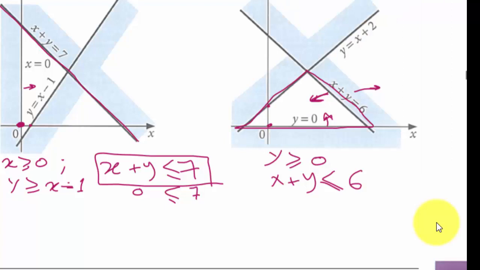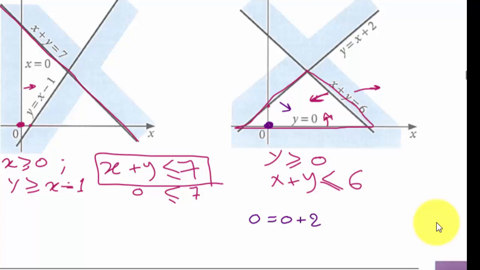Okay, the last one, y is equal to x plus 2. So let's pick any point under the line. So on the side, 0, 0 is on the side of this line. Let's pick 0, 0. If we put 0 in place of y, we will get 0 plus 2.